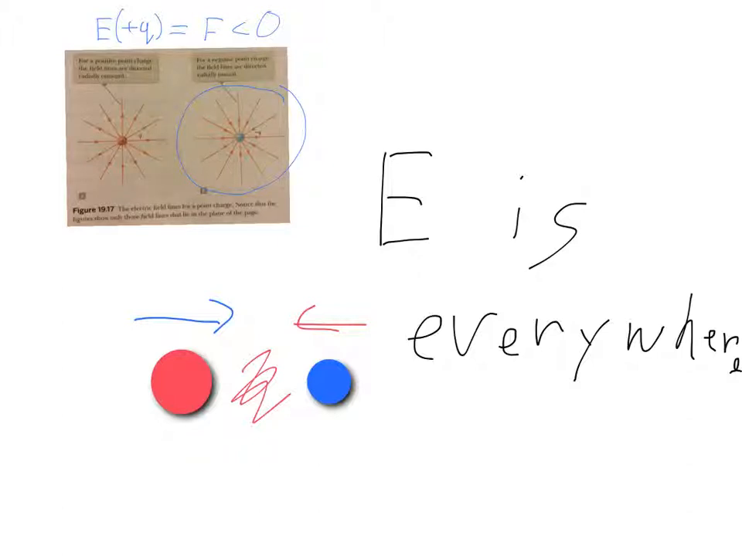Same thing happens with atomic theory and everything else. Originally, it just seems to be some sort of nice abstraction. It helps you get the work done. And then eventually you find out, hey, it's actually more than that.